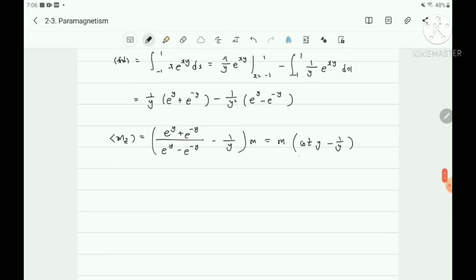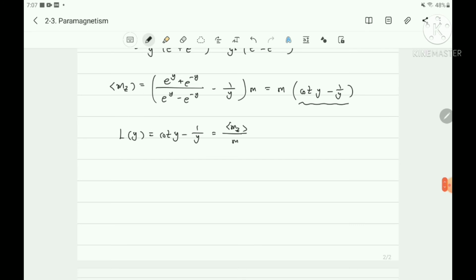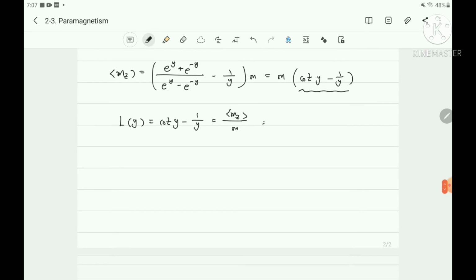Here we define that it is a Langevin function. It is a Langevin function, cotangent y minus 1 over y. It is a Langevin function, and it is mg over m.